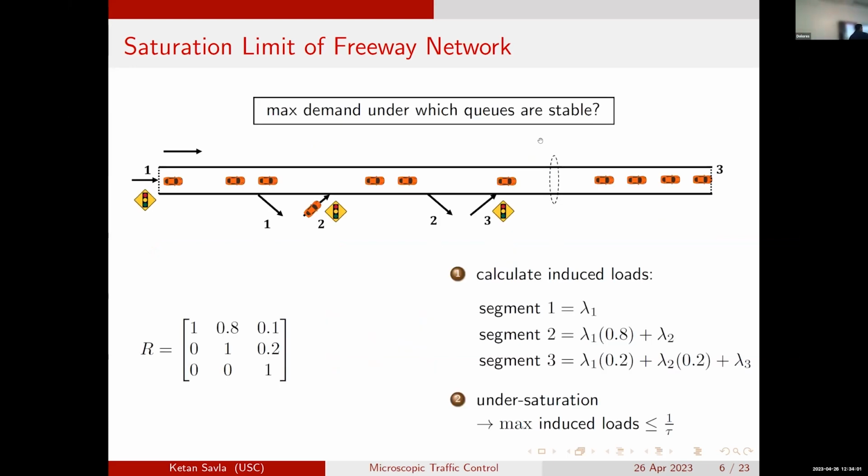So let's say lambda 1 is the demand arriving at ramp 1 and there's no other demand. Then the demand induced on this segment is going to be lambda 1, because that's the only demand it is seeing. Now, according to this number, 0.2 of that will leave, and the remaining 0.8 will continue. That's this one, but it will be joined by lambda 2 coming from here. So this will be the induced demand on this segment, and you can keep doing like that.